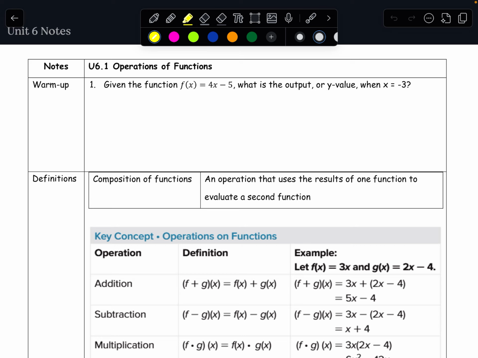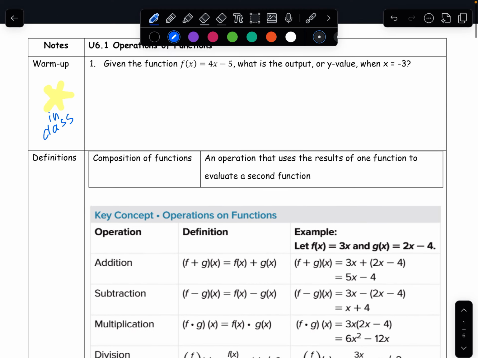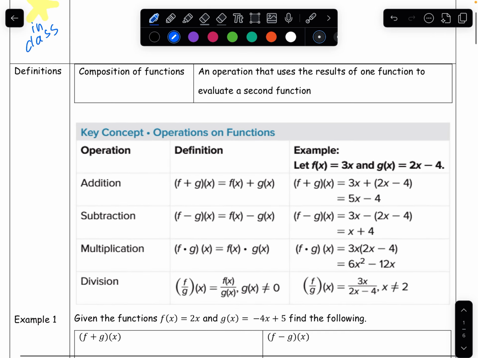what is the output or y value when x equals negative 3? I want you to try this problem on your own, and we will go over it in class. It should be pretty straightforward, but pause the video and try it. Hopefully you actually did pause the video. Here we go.